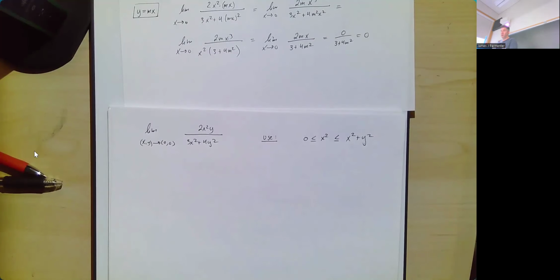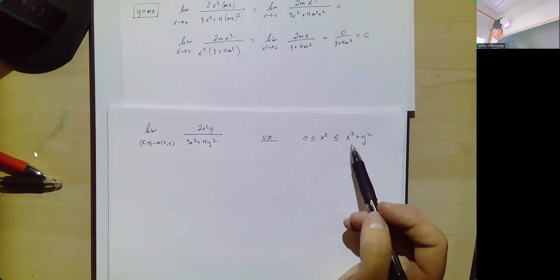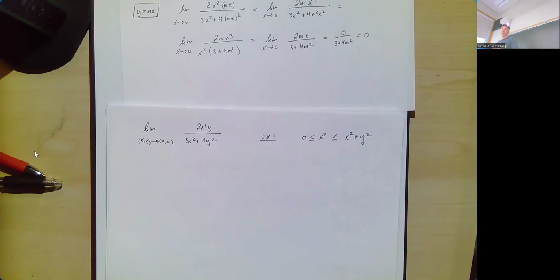x squared is definitely bigger than or equal to 0 for any value of x, and less than or equal to x squared plus y squared for any value of x and y. Okay, and now here's what I'm going to try and do. I'm going to try and justify to myself that I can make this right-hand side into that denominator.